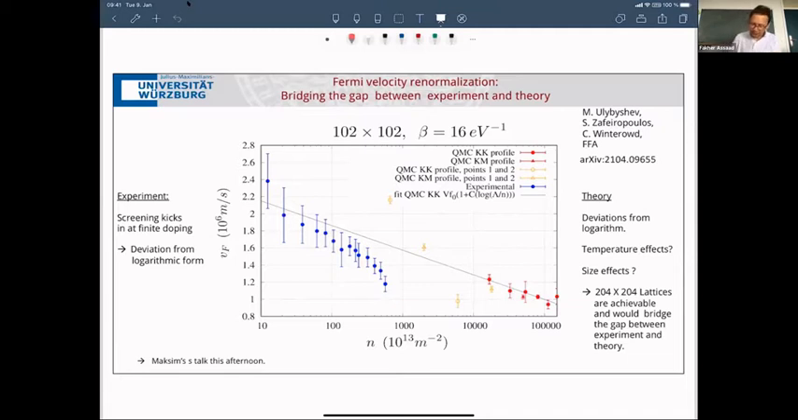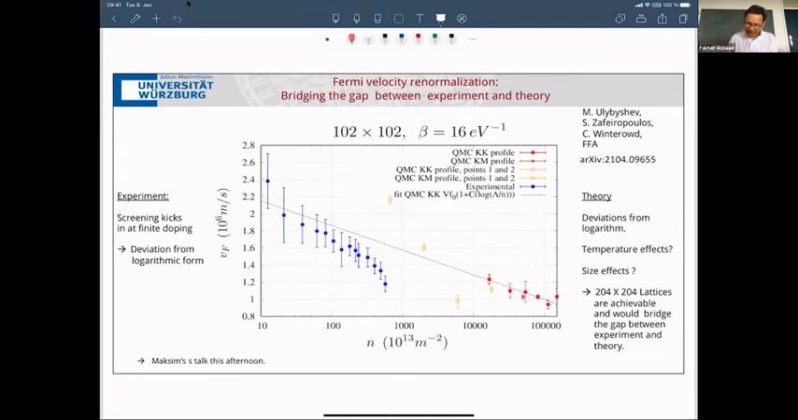I mean, this fits well for high energy. For lower energies, you see that you have some deviations. These are along two different directions in the Brillouin zone. And so the question is, what are these differences? Is it a temperature effect, or a size effect, etc.? But this is, I think, where we stand.